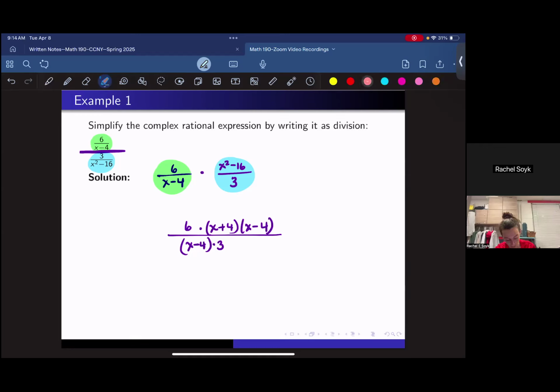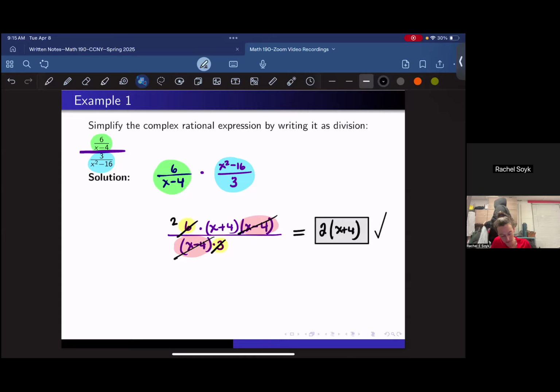Why is this helpful? Well, an x minus 4 sticks out in both the numerator and denominator, which means those can be canceled out. And then what else can also be canceled out? Well, how many times does 3 go into 6? 3 goes into 6 2 times, so we're looking at 2 in parentheses x plus 4. And this is our final answer.